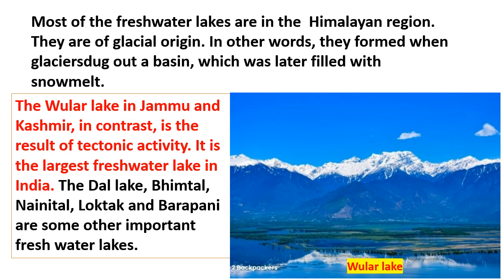Most of the freshwater lakes are in the Himalayan region. They are of glacial origin. In other words, they are formed when glaciers dug out a basin which was later filled with snowmelt. The Wular Lake in Jammu and Kashmir, in contrast, is the result of tectonic activity. It is the largest freshwater lake in India. The Dal Lake, Bhimtal, Nainital, the Loktak, and the Barapani are some other important freshwater lakes.